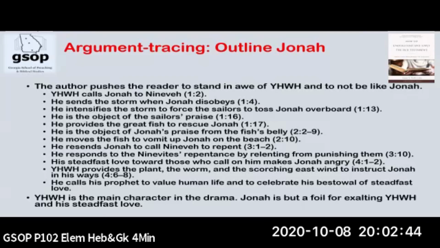God is the main character of this drama, of this event. Jonah is nothing but a foil, exalting God and his steadfast love. And the fascinating thing is that when it's written for the ear and read in such a way, a lot comes out.